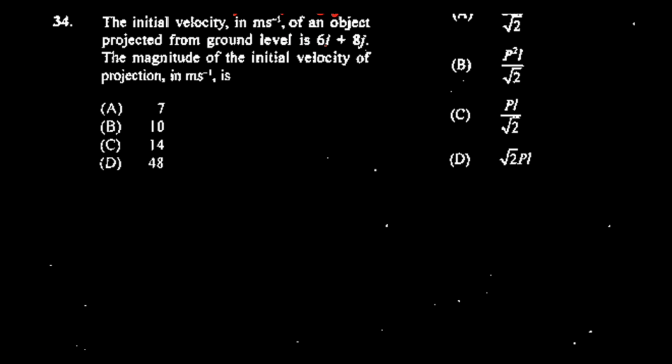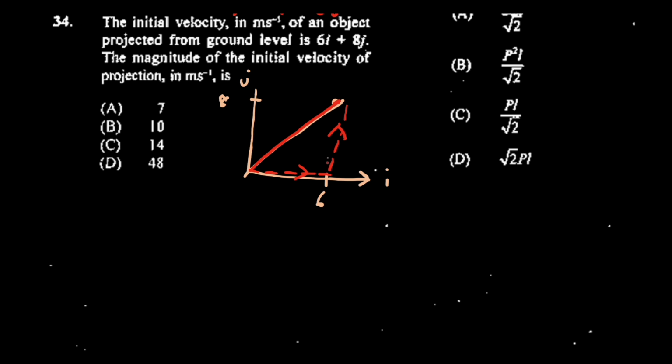The initial velocity of an object projected from ground level is 6i plus 8j. So let's try to kind of put this in the form of a graph. So let's use this as i and we use this as j. So i is 6. So let's think of it as this being 6 and j being 8. We go 6 across, 8 up, we'll end up here. Okay, so think of it as somewhat of a triangle. So we have this here, but remember we had to go across 6, then we had to go up 8 to get to this particular point.